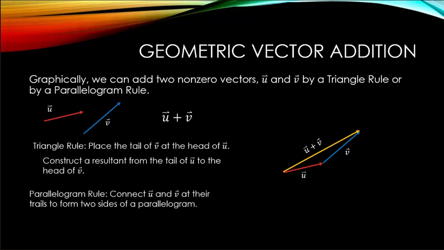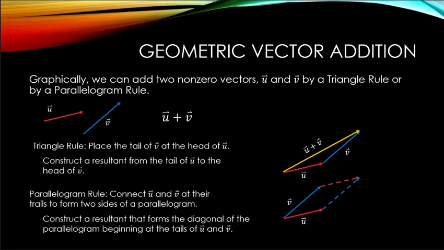If I use the parallelogram rule, I connect the vector u and the vector v at their tails to form two sides of a parallelogram. And then I sketch in the other two sides of this parallelogram and then construct a resultant that forms the diagonal of the parallelogram beginning at the vertex where my vector u and vector v are joined. This diagonal is my resultant, which is the sum of u plus v.